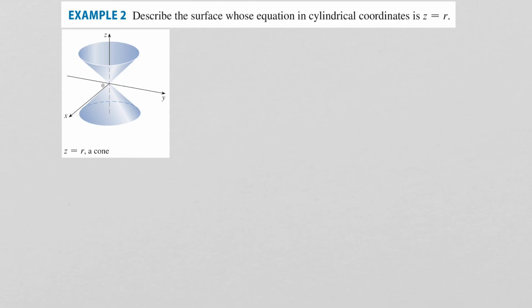So let's just remember that if z is equal to r, then that means z is equal to the square root of x squared plus y squared, because we know r is the square root of x squared plus y squared. And that means that z squared would be equal to x squared plus y squared. And this gives us a cone. And actually, I should mention up here, when we first put it in, we would put a plus or a minus there, because remember, r now can be positive or negative. But this is going to give us a cone.